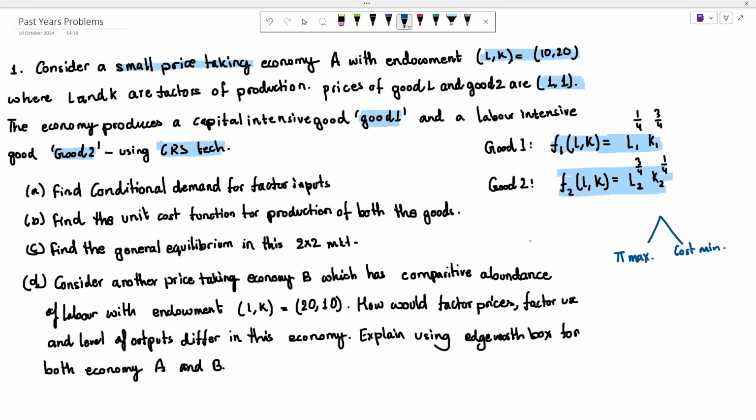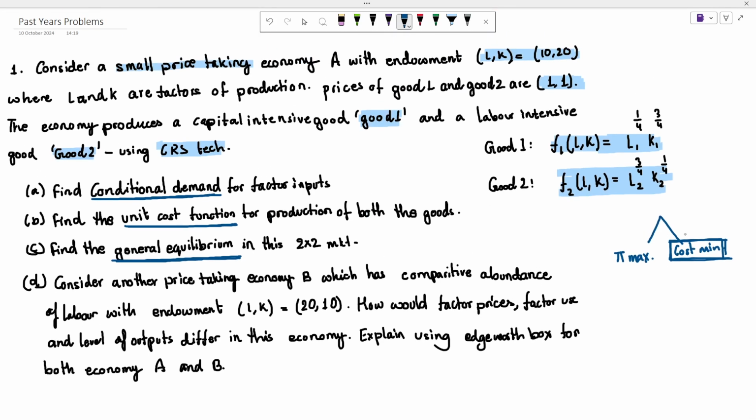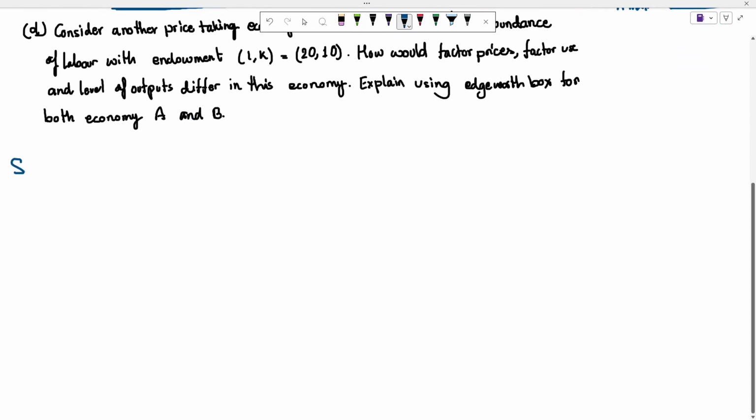In this particular question, it's better to take the cost minimization approach, because before we actually find the general equilibrium, that is question C, we would have already derived the conditional demand and the unit cost function. So half the work is already done if we do A and B correctly, and we are just going to use these two pieces of information that we derived in A and B to find the general equilibrium in question C. So we'll be minimizing cost, and that is what we are going to do. So let's start off with the solution.